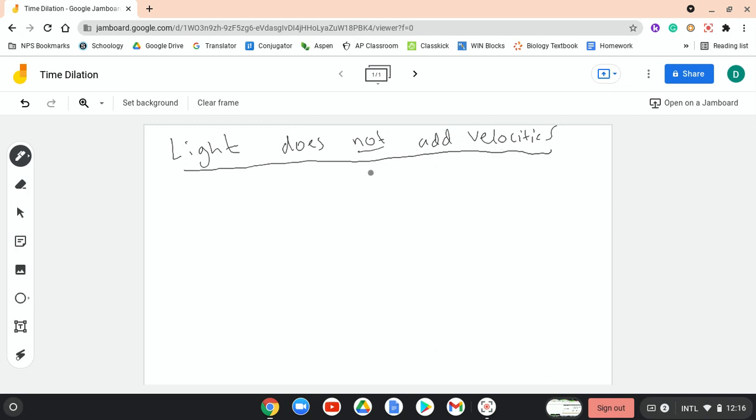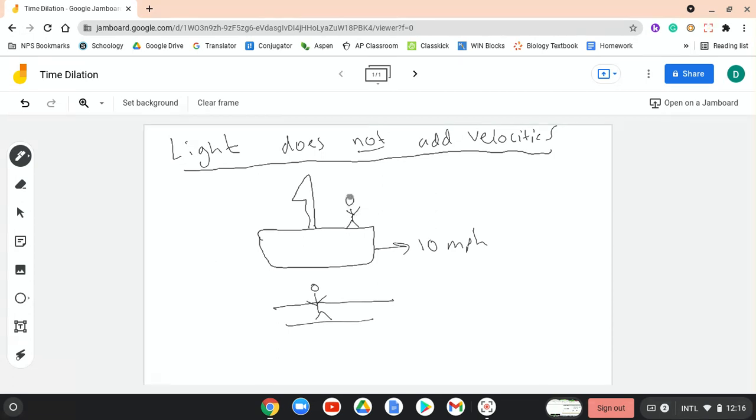Now you're probably asking, what does it mean to add velocities? Well, it's actually a concept that we're all pretty familiar with. It involves what happens to velocities if things are moving relative to you. So for example, let's say I'm standing on a dock, and I see a boat traveling past me, going at, let's say, 10 miles an hour. And let's say I have my friend, or my twin brother, standing on this boat, and he decides to throw a baseball off of it at 20 miles an hour.